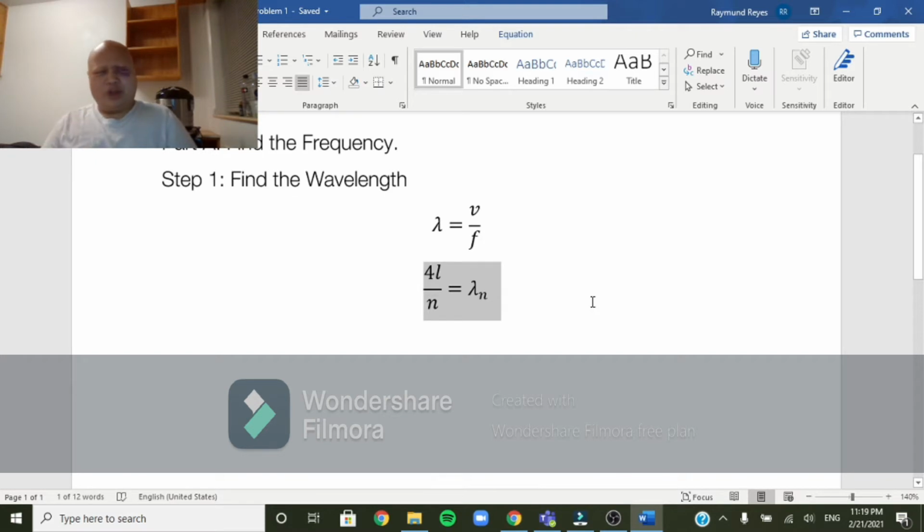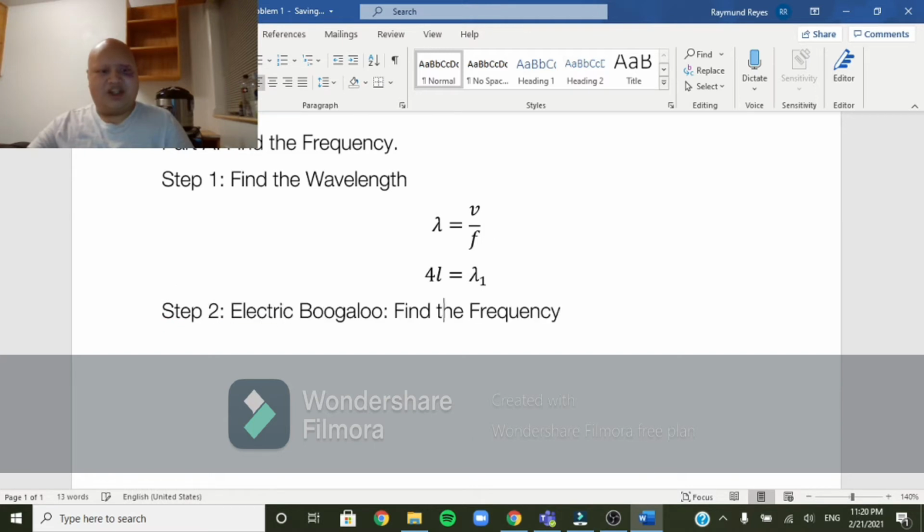We can get the wavelength with this equation. We are given that the hallway is a big tube. One end is open, the other end is closed. So that means we have to use this equation: 4L over n, 4 times the length of the hallway divided by the order, equals the wavelength, where n equals whatever the order is. In this case it's just 1. So lambda would be 4L, 4 times the length of the hallway.